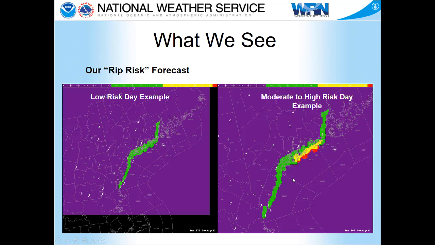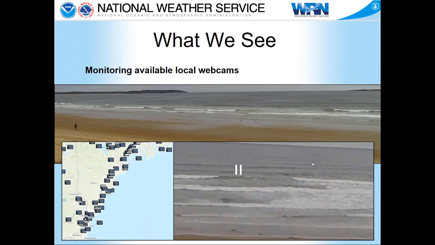And then this is just an example. This wasn't a real day, but this was just meant to show what the forecast looks like when we have either a moderate or high risk. As the waves and swell periods grow, the chance of rip currents increases, so we start to get some of these yellows and reds in our forecast database, and that would translate to a moderate or high rip current risk in our recreation product.